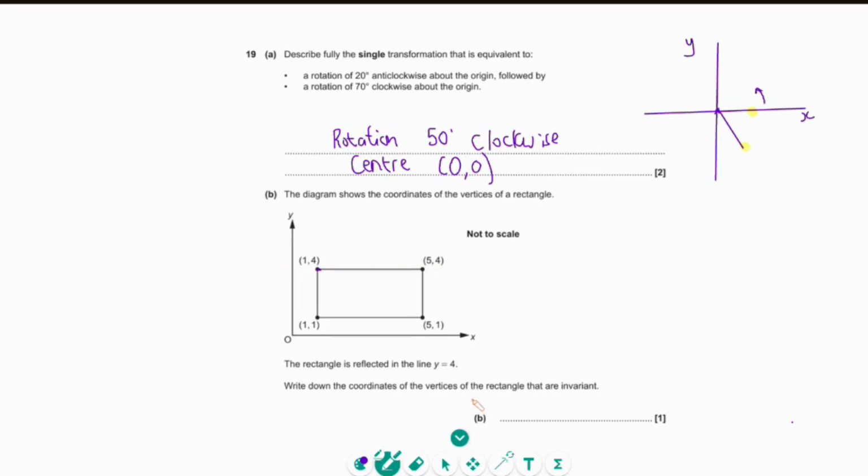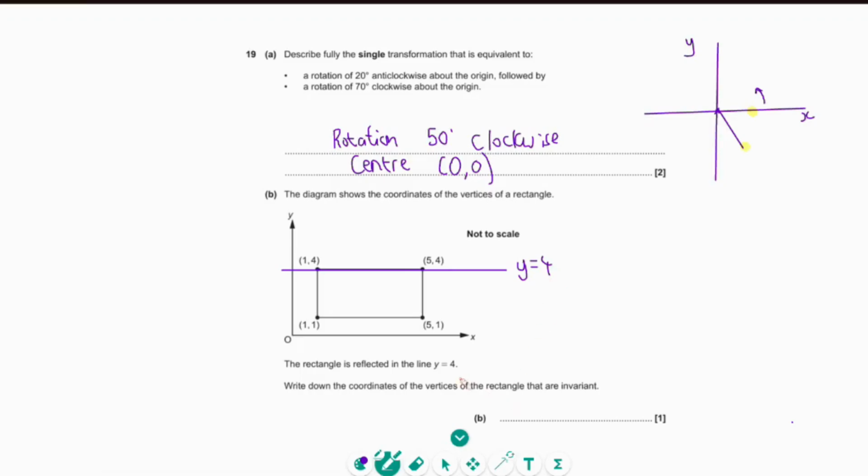I'll draw a straight line here and just move it along. So that is the mirror line, y is equal to 4. So the rectangle is reflected in the line y equals 4. Write down the coordinates of the vertices of the rectangle that are invariant.